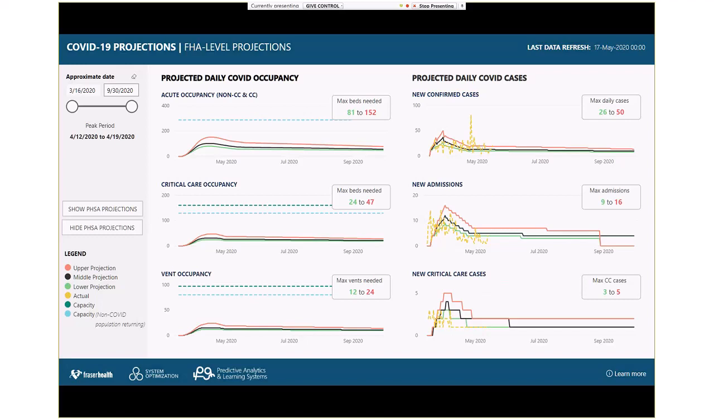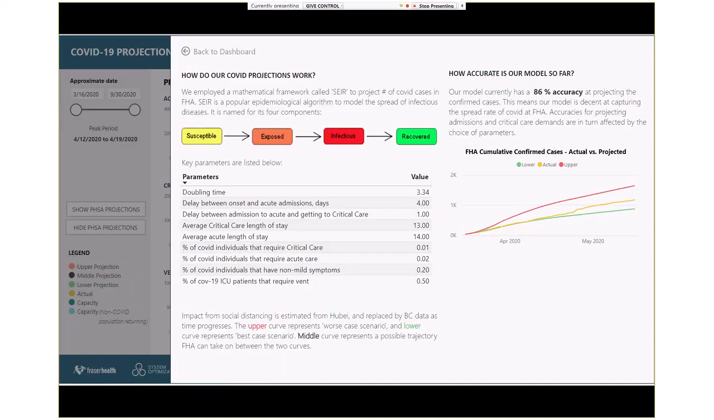And the algorithm driving that is a SEIR approach where we're modeling the spread of COVID across four different states, from being susceptible to being exposed to being infectious to being recovered. And the reason I highlight this is mostly because our approach is constantly learning the latest trend of COVID for Fraser Health. So our provincial government also has a modeling group that has done their COVID modeling as well.